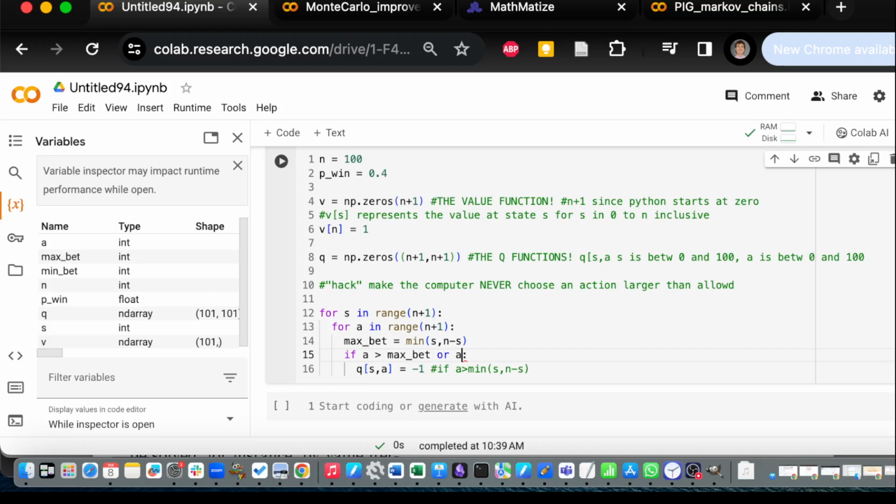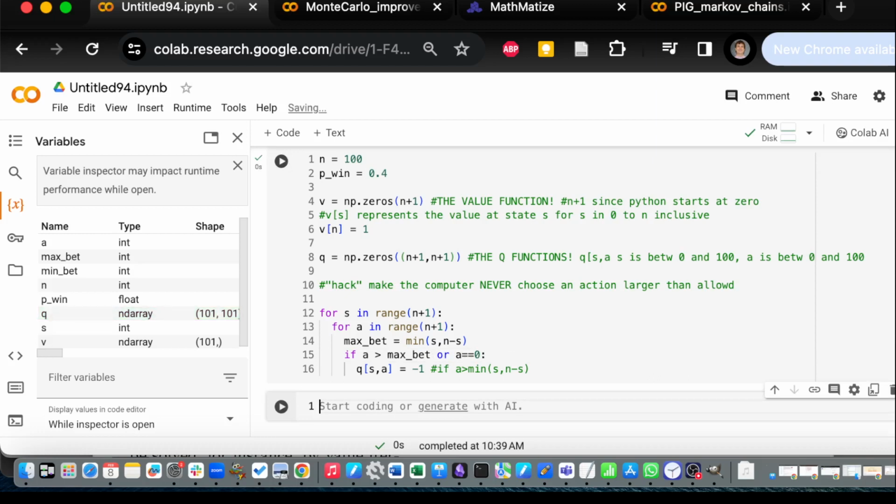Let's forbid a equals 0. Because I don't want you betting $0. If you're allowed to bet $0, we can get into a loop where you just never move, right? You just decide I'm not going to bet any money. So let's also forbid that.